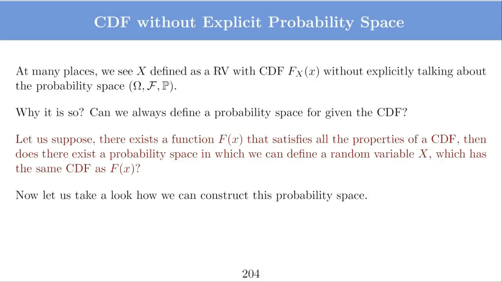So the question is, let us suppose there exists a function F_X that satisfies all the properties of a CDF. Then does there exist a probability space in which we can define a random variable X which has the same CDF as F_X? If we can, then we just assume that this can be one probability space, which has a random variable X consistent with the definition given to us. So now let us see how we can construct this probability space.